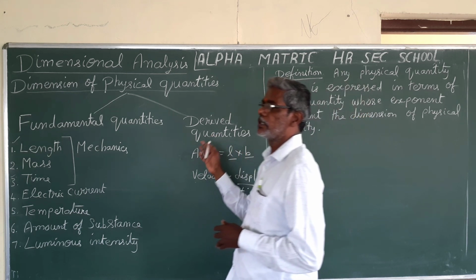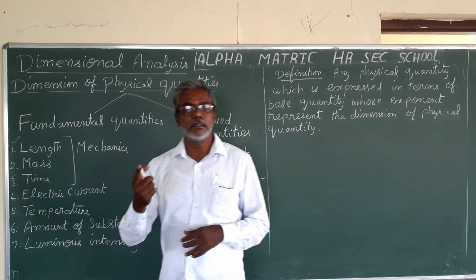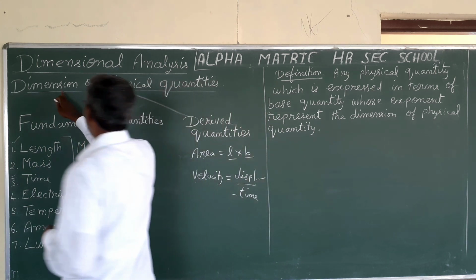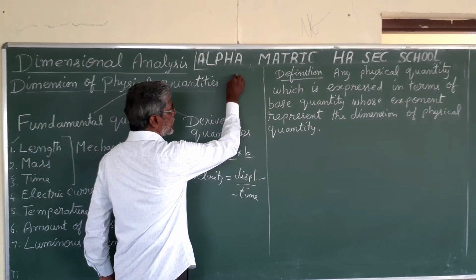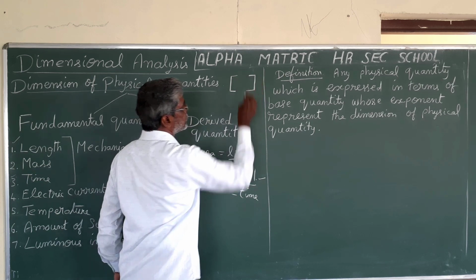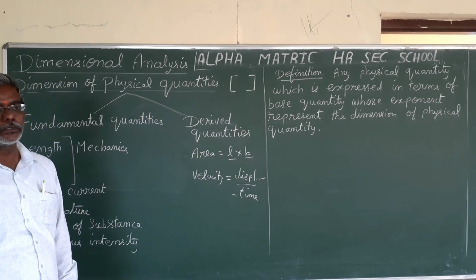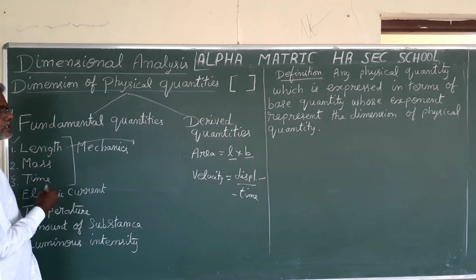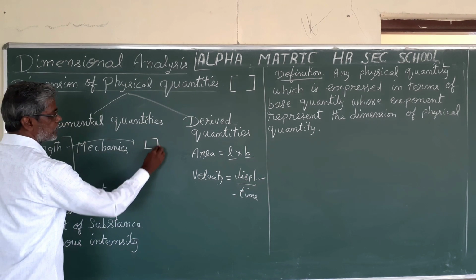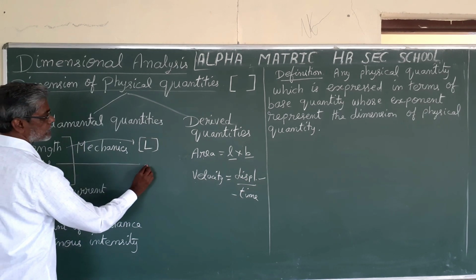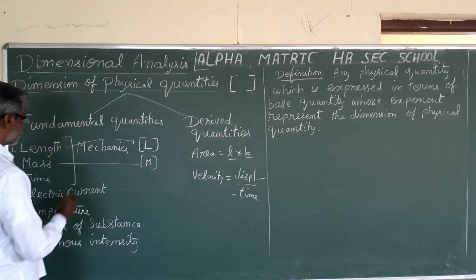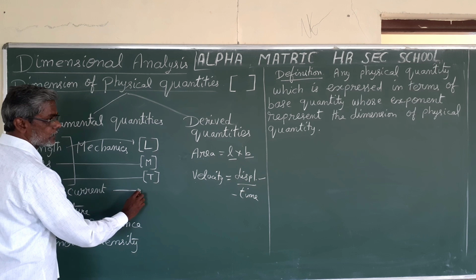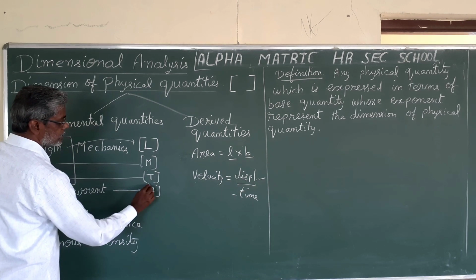So the derived quantities are known as dimensions of physical quantities, and this dimension of physical quantities can be given in the form of square brackets. Now, for length, what will be the dimension? L with square bracket. For mass, the dimension is M with square bracket. Time, T. Electric current, what is the unit for electric current? Ampere. So with that in square brackets.